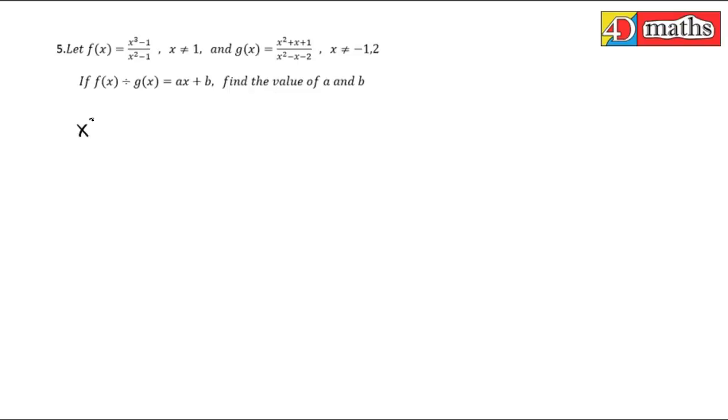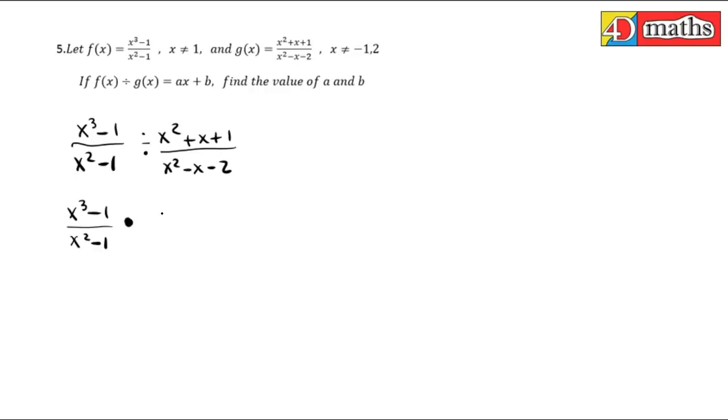I'm going to write down x cubed minus 1 over x squared minus 1, which is f of x, and we're dividing it by x squared plus x plus 1 all over x squared minus x minus 2. So I'm going to sort out this idea of the fraction initially. To divide fractions, we change this to a multiplication and we turn the second fraction upside down and multiply. Now, before we multiply, I'm going to sort out a few things. I'm going to factorize a few parts.